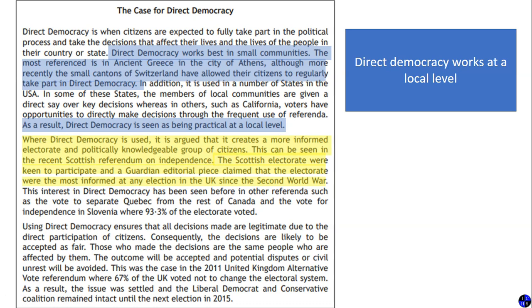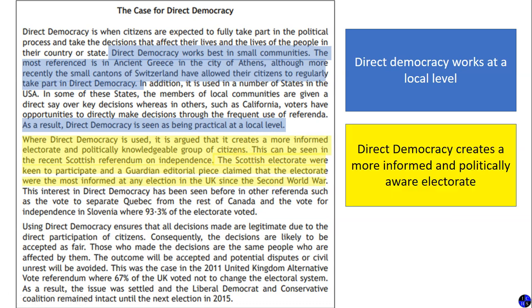If you think about the Scottish independence referendum 2014, that was the only thing that was on the ballot paper, so people did have a lot of information and knowledge about it. You can see beneath there's more examples about Quebec and all that, but the main thing we're doing at the moment is trying to work out what this paragraph is talking about.